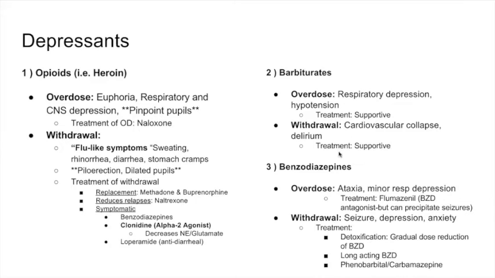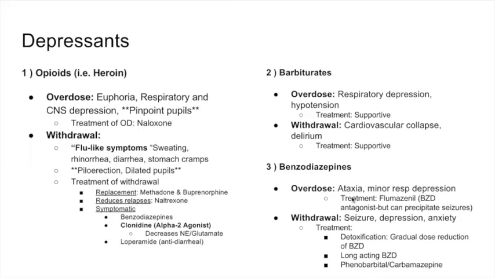Third medications are benzodiazepines. Overdose causes ataxia and minor respiratory depression. But remember, you don't get hypotension like you do with barbiturates, and you don't get pinpoint pupils like you do with the opioids. So all of these depressants depress the respiratory centers, but each one has distinct characteristics. This one causes pinpoint pupils, this one causes hypotension, and this one causes ataxia.